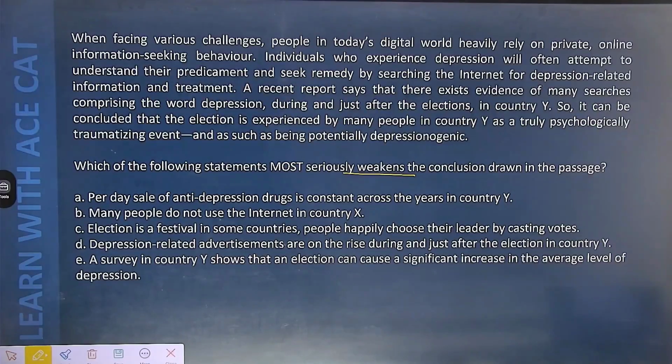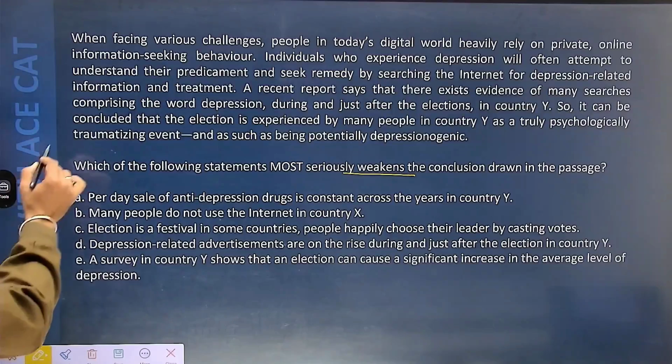Shall we discuss it now? Chalo, mere saath isko solve karu. When facing various challenges, people in today's digital world heavily rely on private online information seeking behavior. Individuals who experience depression will often attempt to understand the predicament and seek remedy by searching the internet for depression related information and treatment. A recent report says that there exists evidence of many searches comprising the word depression during and just after the elections countrywide.